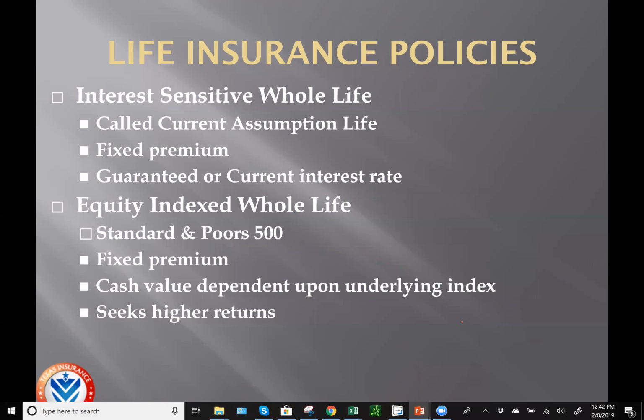All right, just a couple more permanent policies here. First, we have an interest-sensitive whole life. Interest sensitive, all that means is it's sensitive to the interest rates out in the real world. Okay, since it is a whole life, if you have a question asking about the premium, know that it has a fixed or level premium because of the word whole in there. Once again, it's going to either pay a guaranteed minimum interest rate or the current interest rate, whichever is higher.